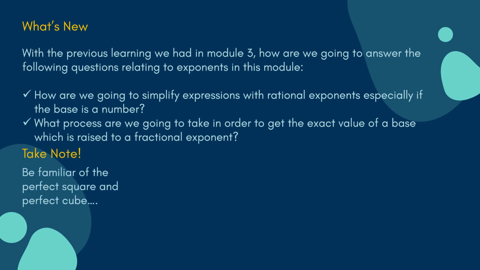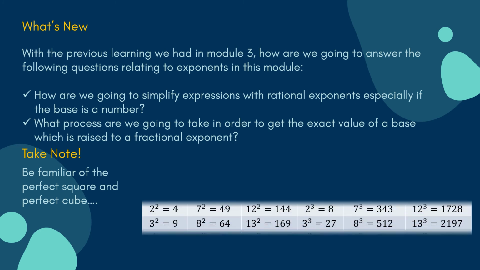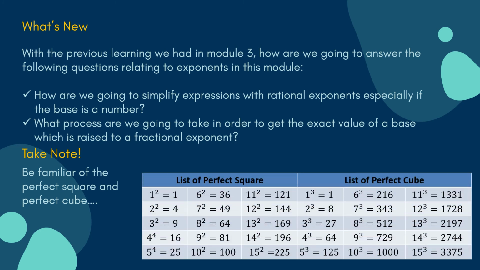Okay. Take note. Be familiar with the perfect square and perfect cube table. This one, you had it in grade 7 and grade 8, no? List of perfect squares and list of perfect cubes. So, you have this also in your module. We have 15 numbers that are being squared and 15 numbers that are being cubed. So, the results are the perfect squares and the perfect cubes. So, this table of values is useful for answering the succeeding activities later.